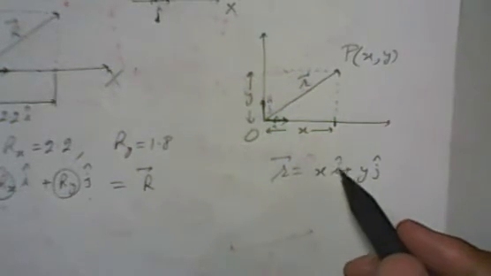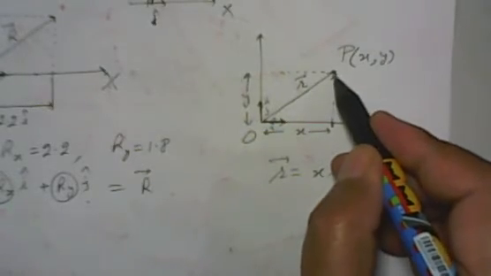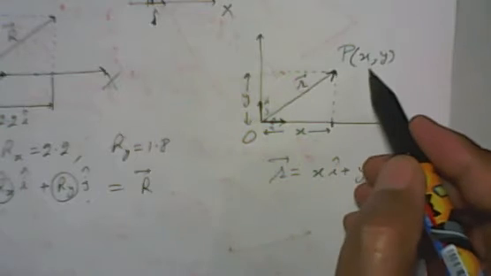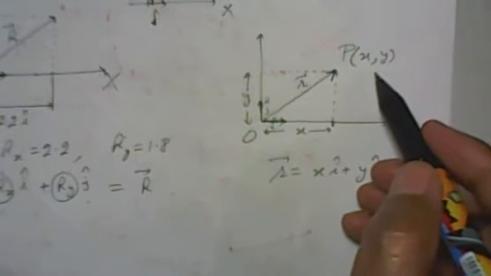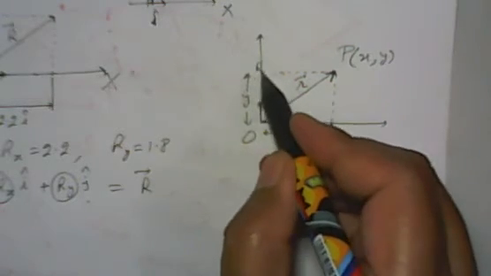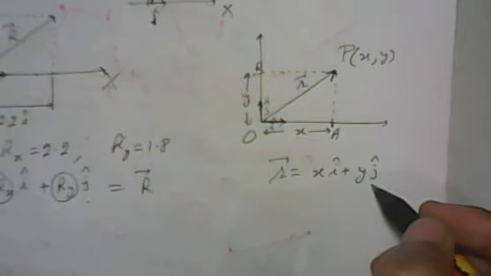So if the coordinates of this point P are x and y, and OP is the position vector of point P, and if we take only point P, then x, y are the coordinates of this point P. Therefore OA is x and OB is y. So therefore R is given by xi plus yj.